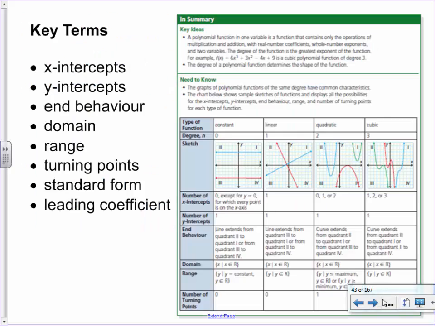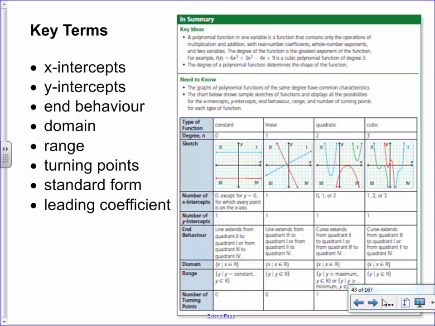So here's what I need you guys to know. Here are some of the key words. I think we've used most of these so far. X-intercepts and Y-intercepts. End behavior, I mean, does it go across the grid, or do they both start on the same side? Domain and range, we've used before. I didn't use this word already in class today, so I should talk about it now.